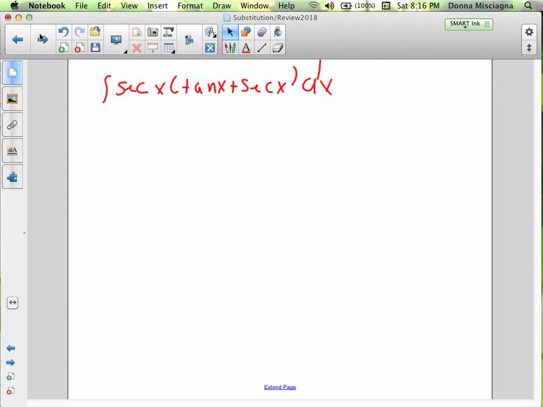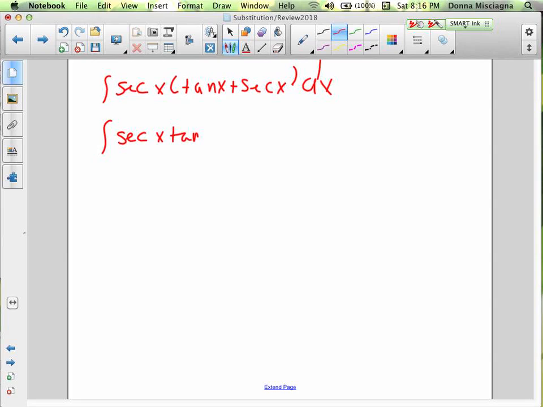All right, so now let's find this one. And we should distribute the secant x. So we have secant x tangent x. And actually, let's not only distribute, let's split this up. So secant x tangent x dx plus the integral of secant x times secant x, which is secant squared x dx. Now this one also does not need substitution.